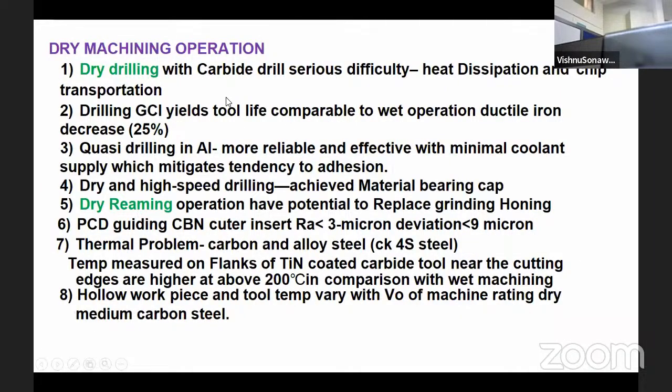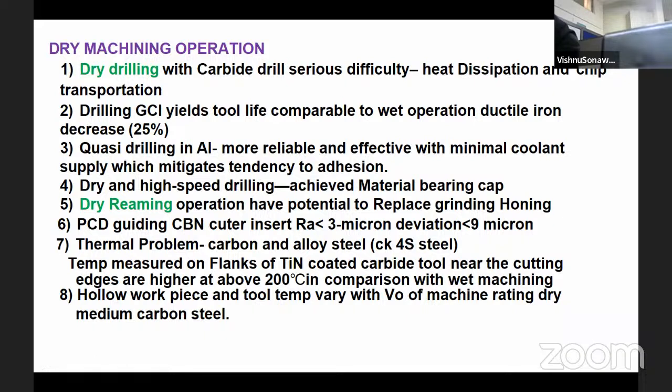Here, in this dry machining operation, this dry drilling with a carbide drill has a serious difficulty of heat dissipation and chip transportation. This is the most important point: in the drilling of grey cast iron versus ductile iron, the tool life will decrease by up to 25%.